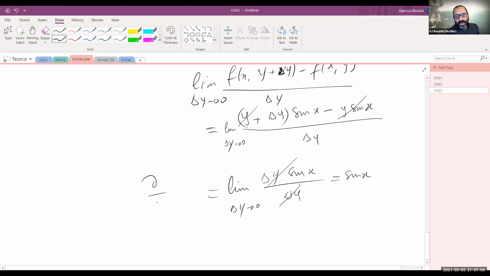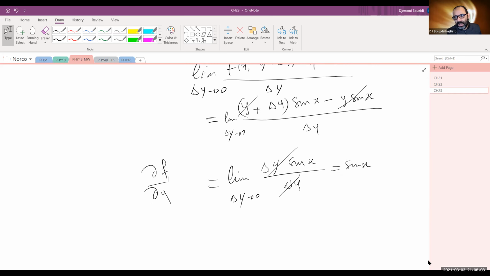So in this case, the partial with respect to y of this function, remember, is written this way. What this partial is saying in this case is: take the derivative, change y, keep x fixed, and evaluate this expression.